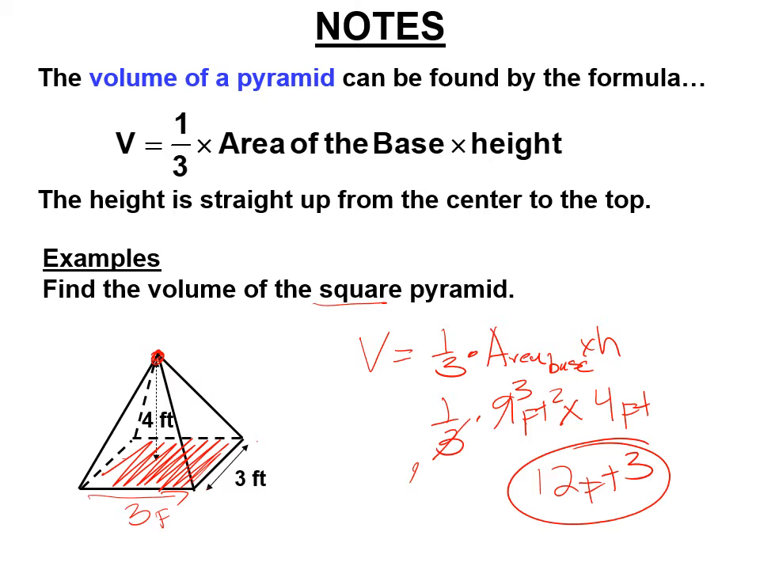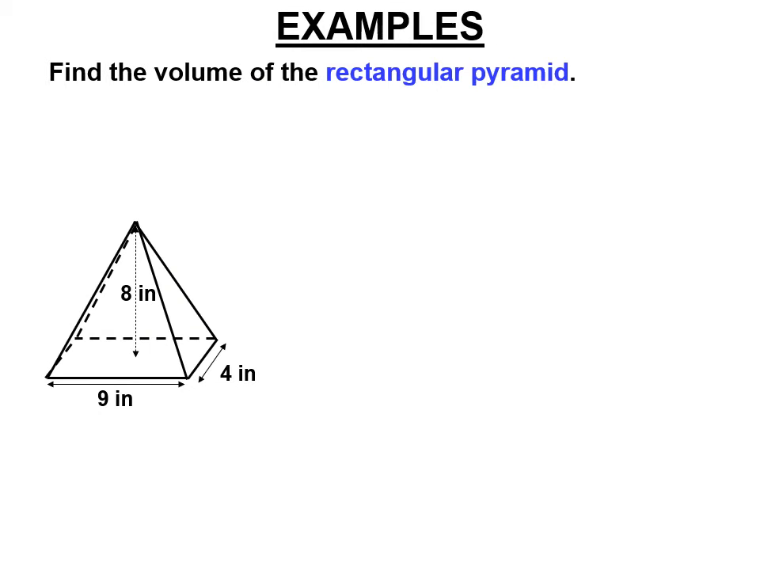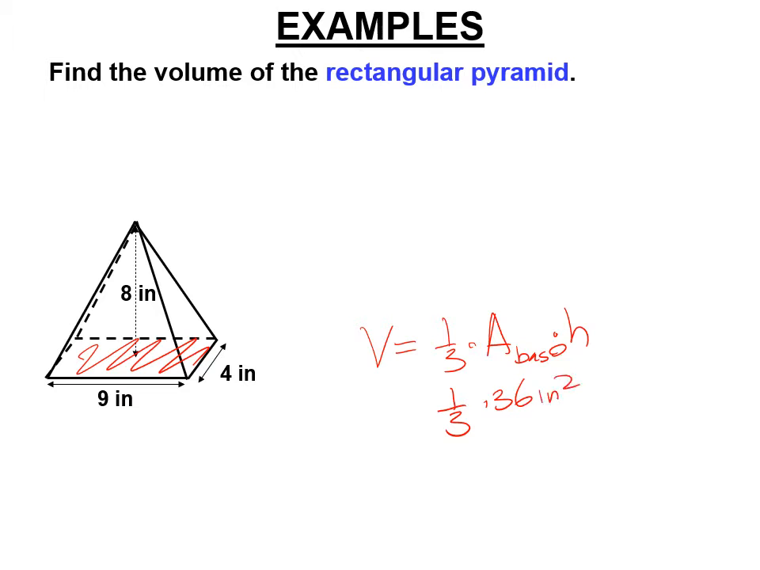Now, let's see this. So this is a rectangular pyramid. It's still the same thing, 1/3 times the area of the base times the height. So it's 1/3. The area of the base is 4 times 9, 36 square inches. The height is 8 inches. 3 cancels with 36, 36 becomes 12. 12 times 8 is 96 cubic inches.